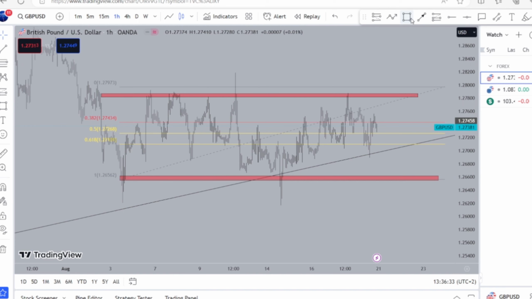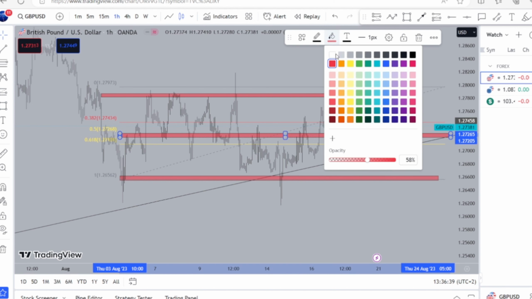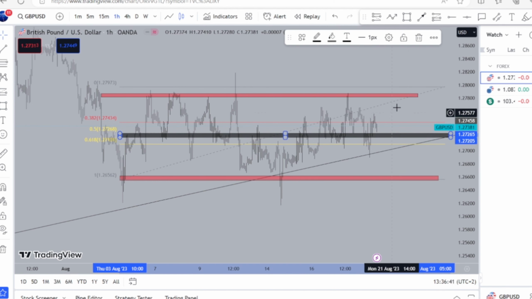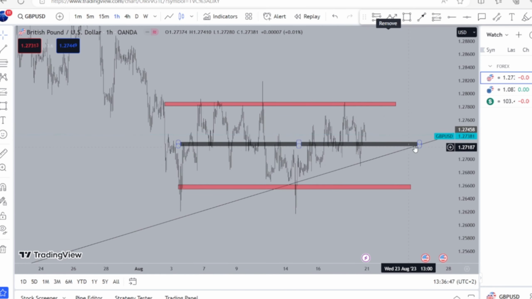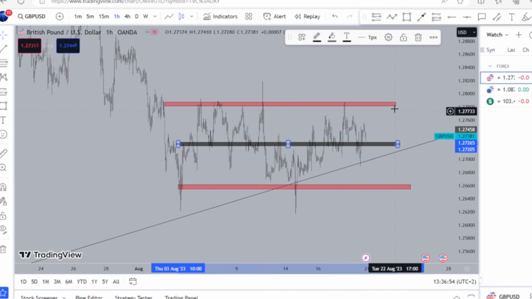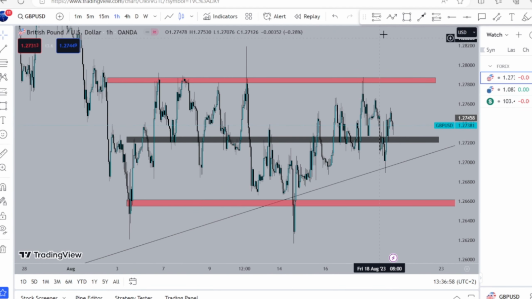Alright, then I draw my zone of equilibrium right here. I could make it like this. Okay, let me make it a different color. Let's make it black. Okay, it's cool. So basically my level of equilibrium serves as a turning point between those two highs and lows, right? As you can see, the market is respecting this zone of equilibrium.